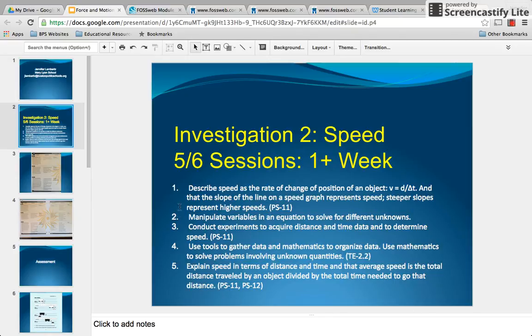As you can see, there's 5 main objectives. In this investigation, students are going to be able to describe speed as the rate of change of position of an object. So they're going to come up with the equation that v, or speed, is equal to distance divided by change in time. And they're going to learn that the slope of the line on the speed graph represents speed, and the steeper the slope represents higher speeds.